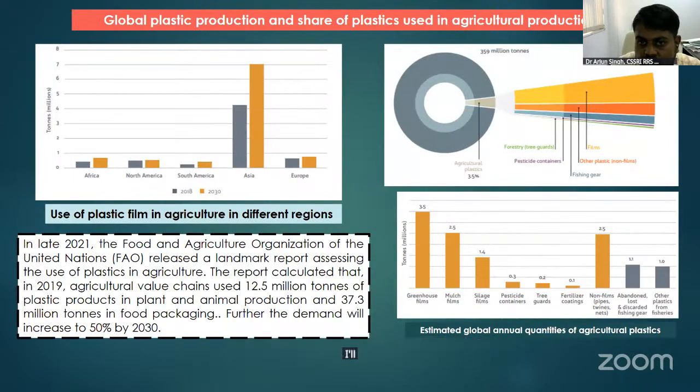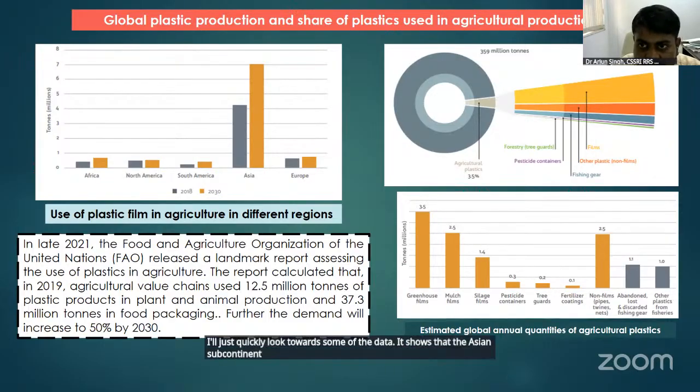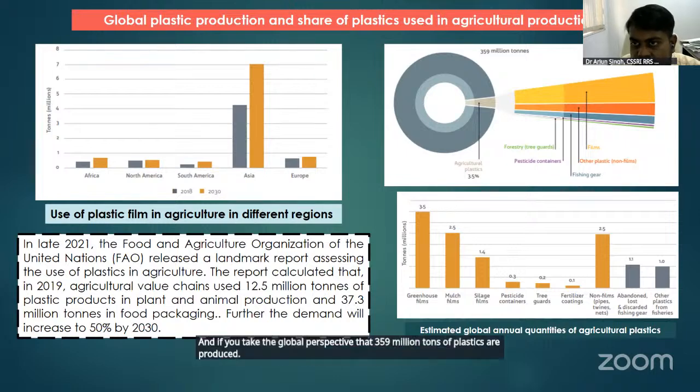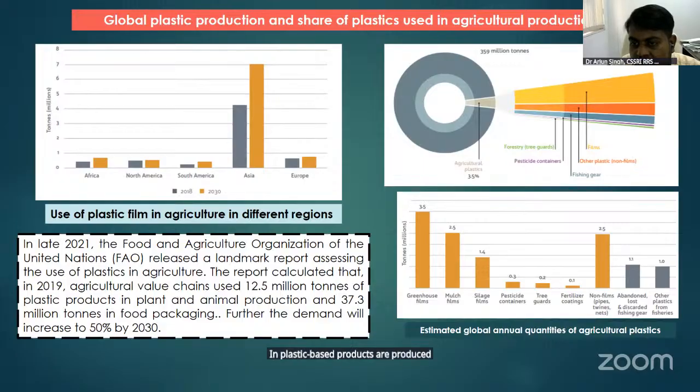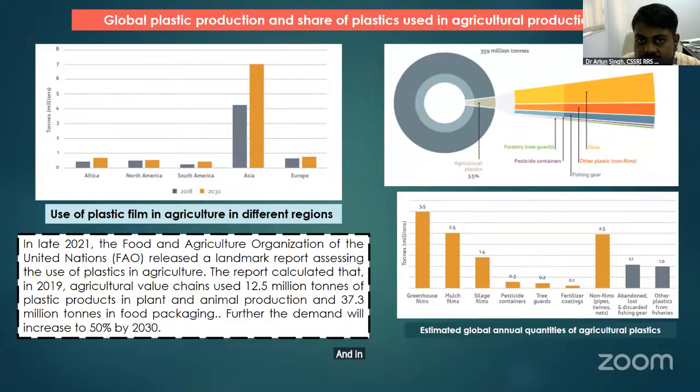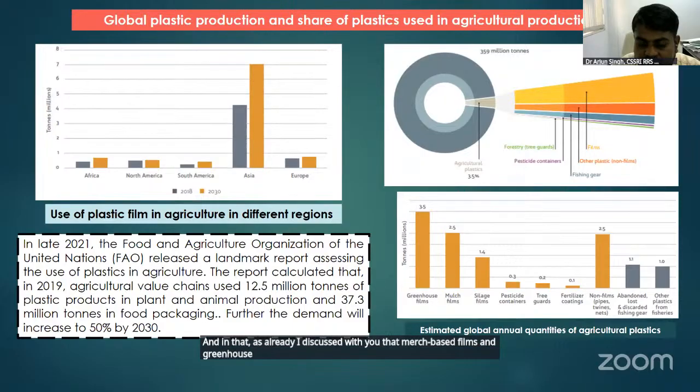I'll just quickly look at some of the data. It shows that the Asian subcontinent is the highest user of plastic-based products in agriculture. From the global perspective, 359 million tons of plastic-based products are produced, of which 3 to 5% is used for agriculture-based applications. In that, as I already discussed, mulch films and greenhouse films are the major plastic-based products used in our agriculture systems.